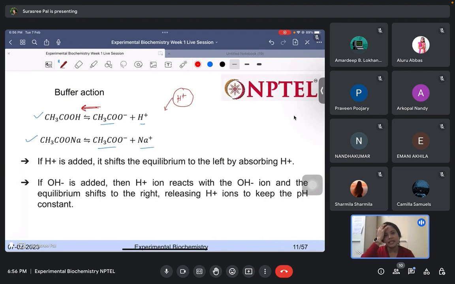Now what happens if we add base to it? Suppose we add hydroxyl ions, these OH minus ions, in this particular solution, then what will happen?